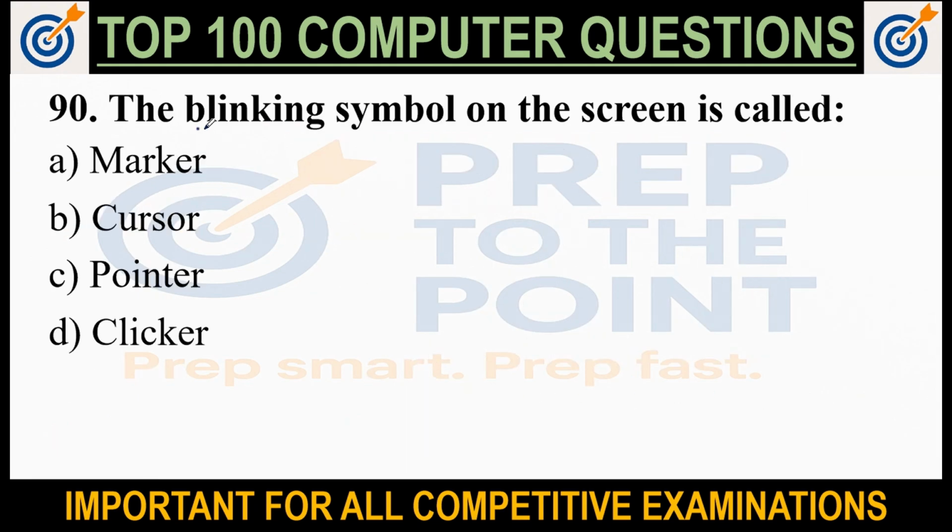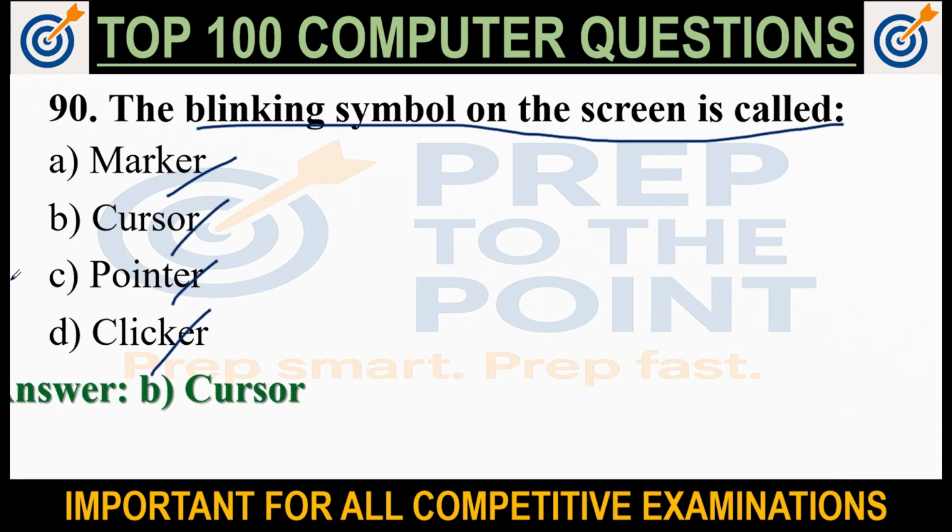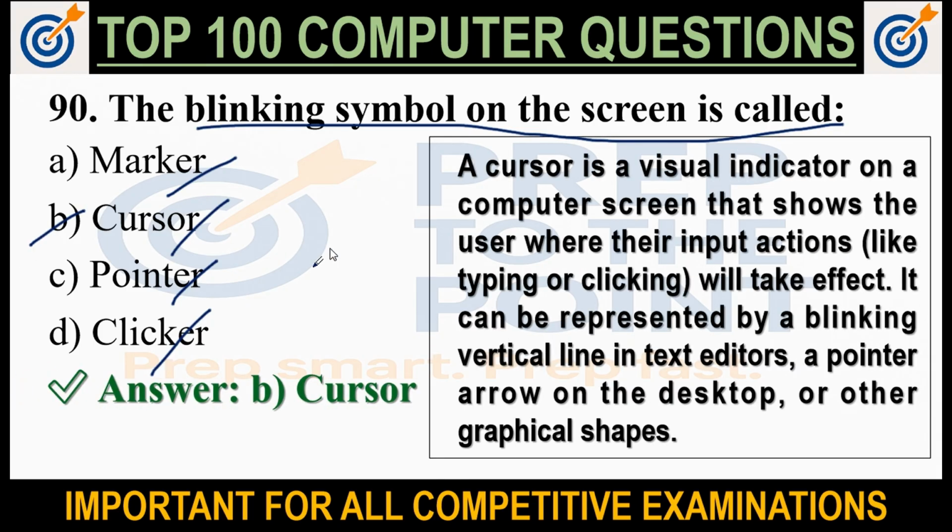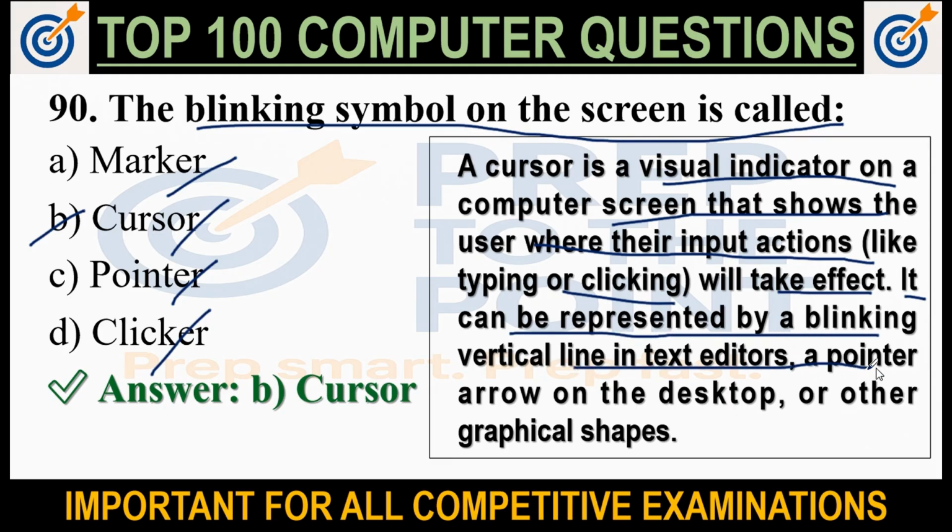The blinking symbol on the screen is called marker, cursor, pointer or clicker? The right answer is cursor. A cursor is a visual indicator on a computer screen, that is on monitor, shows the user where their input actions like typing or clicking will take effect. It can be represented by a blinking vertical line in text editors, a pointer arrow on the desktop or other graphical shapes.